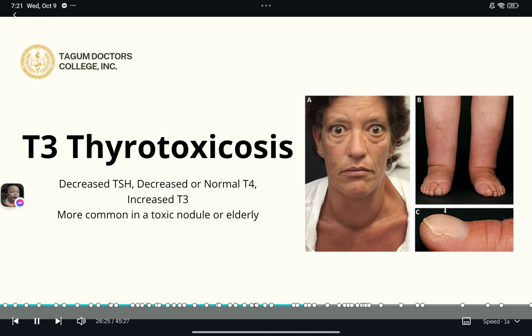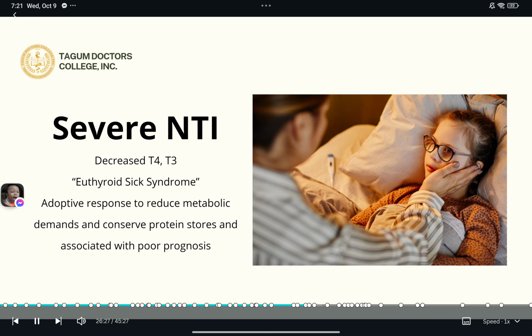Okay. And then we have our severe NTI or our euthyroid sick syndrome. So decreased ang T4 and T3 and it is an adaptive response to reduce metabolic demands and conserve protein stores and associated usually with poor prognosis. So usually lala na jud kaayo if naa tay ingon ani na syndrome. Baba na T4 and T3.